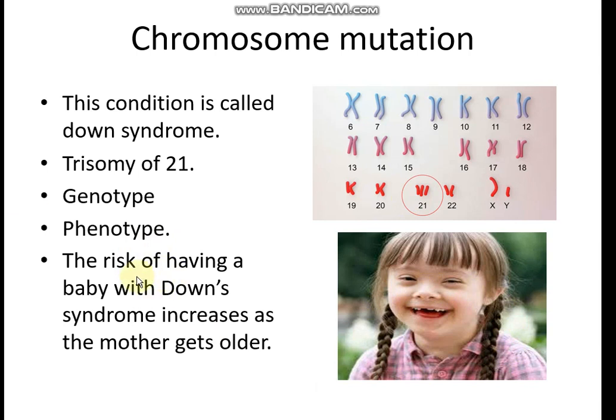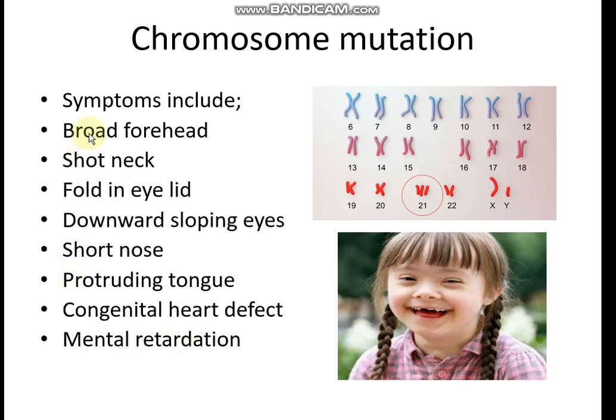The risk of having a baby with Down syndrome increases when the mother gets older. And these are the symptoms of Down syndrome. The person may have a broad forehead, short neck, folded eyelids, downward sloping eyes, short nose, protruding tongue, and congenital heart defect. What is meant by congenital? It means by birth. And then there is mental retardation.